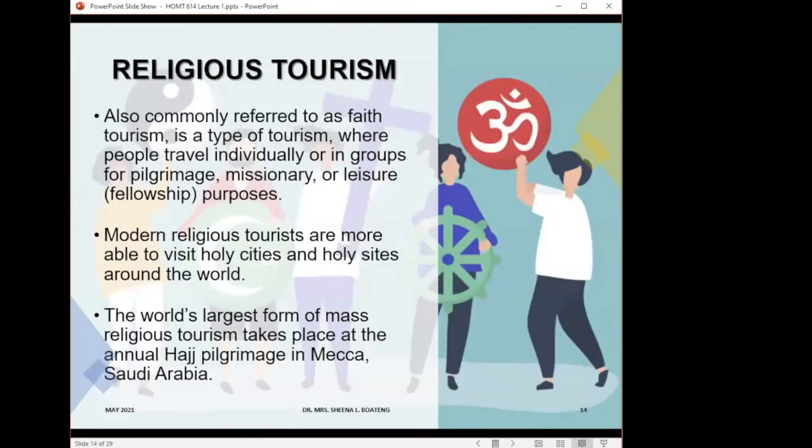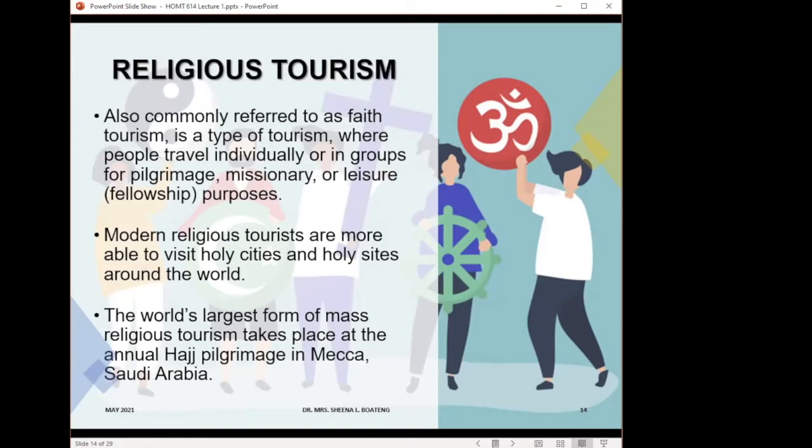Another type of tourism we can talk about is religious tourism, and this one has been with us since time immemorial. It's also commonly referred to as faith tourism, where people travel individually or in groups for pilgrimage or missionary or leisure purposes, right? So in the time of our forefathers, the missionaries came from wherever they came from to Ghana to convert a lot of our people in the then Gold Coast into Christians. That can be classified as religious tourism.